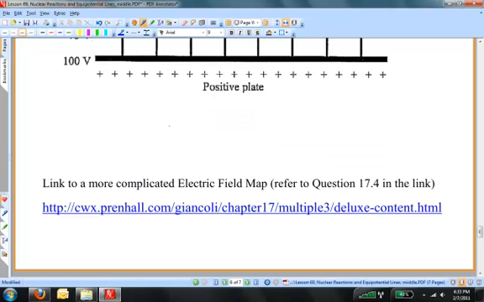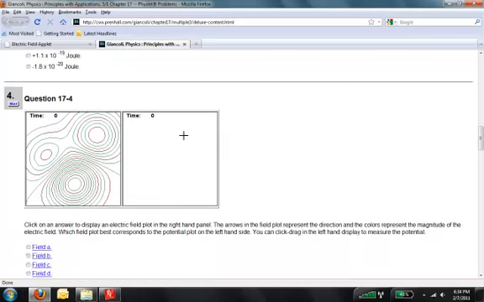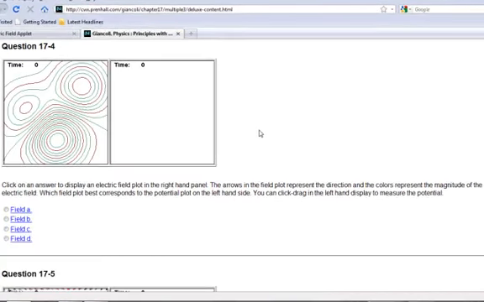On the AP exam, you'll likely get more complicated maps than the ones that I've shown for the parallel plate capacitor or for the single point charge. I'd like to show you one from this link. This link takes you to a page that has question 17.4, which says: click on an answer to display an electric field plot in the right hand panel. The arrows in the field plot represent the direction and colors represent the magnitude of the electric field. Which field plot best corresponds to the potential plot on the left hand side? You can click and drag in the left hand display to measure the potential.